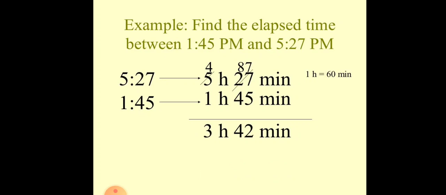Example, find the elapsed time between 1:45 p.m. and 5:27 p.m. Then what you will do is you will put the sum and you will subtract the 1:45 p.m. from it. So you know that 45 cannot be subtracted from 27 minutes. So 5 hours will give 1 hour to 27 minutes. That becomes 87, because 27 plus 60 is equal to 87, and 5 will be cut and it will come as 4. So we get 3 hours 42 minutes.